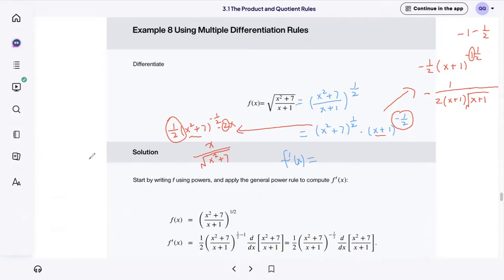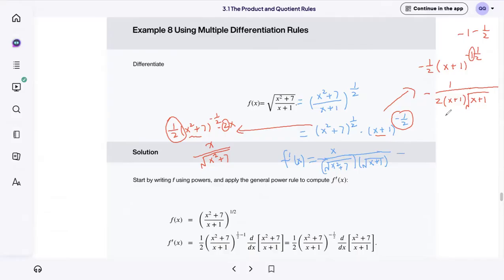All right, now we can write the derivative. So I'm taking the derivative of the first one, which I get x divided by the square root of x squared plus 7. Then multiply by the second one. But what is the second one? The second one is the square root of x plus 1, right? Because it's x plus 1 raised to negative 1/2.